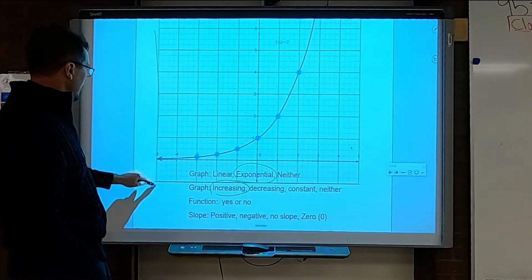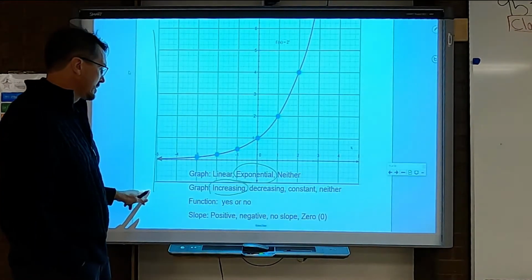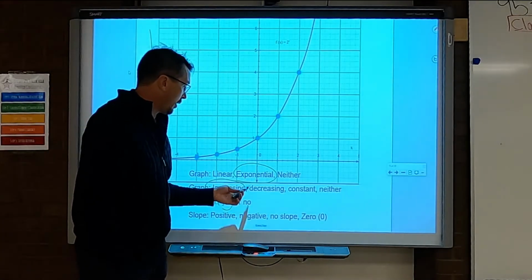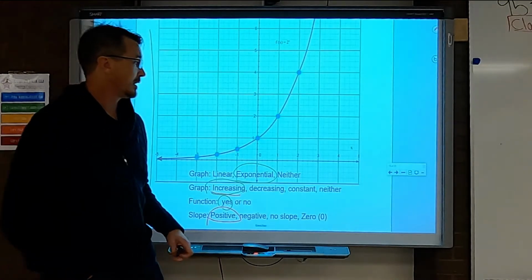Is it a function? Well, it passes the vertical line test because it doesn't touch the line in more than one place at one time. So yes, this is a function. Is it positive, negative, no slope, or zero? Well, if it's increasing, then we know it's positive. The two things are connected. All right.